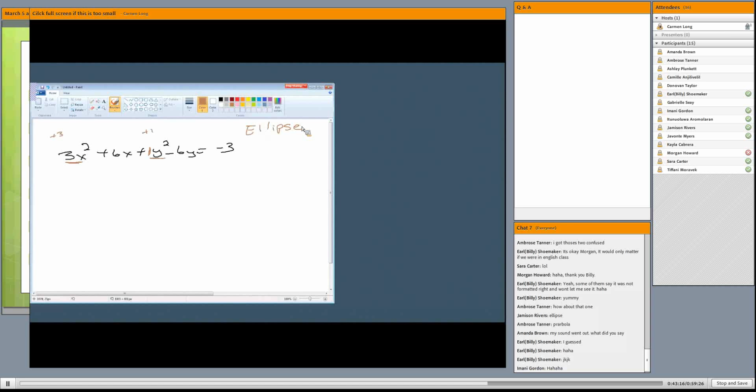The x's together. And we're going to leave a little space because we need that space. And we're going to put the y's together. We're going to leave a little space, and we have our minus 3. Middle term, we're going to half it, and we're going to square it. So negative 6 halved is negative 3. Negative 3 squared is 9.